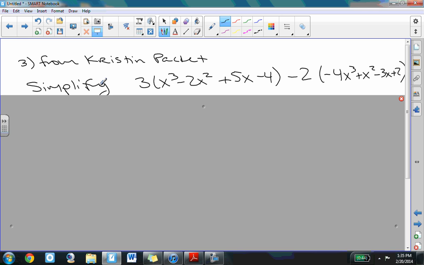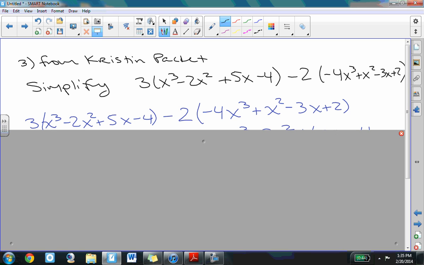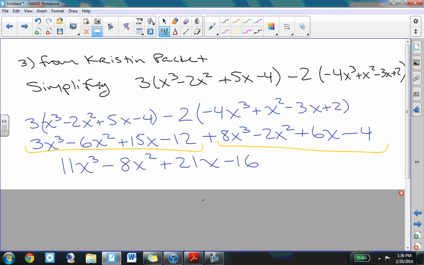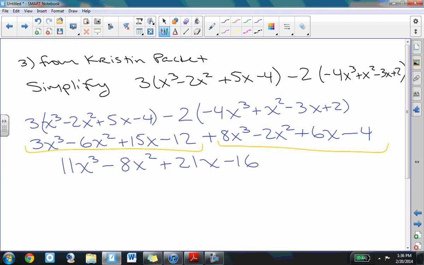Next, number 3 from Kristen's packet. This time you don't need to line it up, it's already lined up. You do need to do some distribution on both of the polynomials. So that's the first step, is distributing the 3. I just rewrote it. So my step here is that I've distributed the 3 along here, and I've distributed the 2 along here. And then it's combining like terms, collecting them all, and that's the end of the problem.